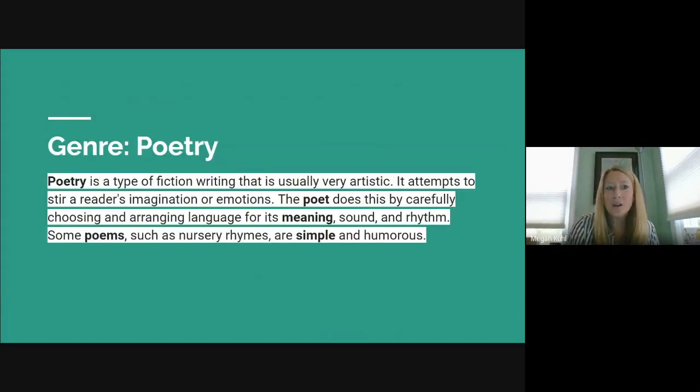So the genre that we are going to study is poetry. Poetry is a type of fiction writing that is usually very artistic. It attempts to stir a reader's imagination or emotions. The poet does this by carefully choosing and arranging language for its meaning, sound, and rhythm. Some poems, such as nursery rhymes, are simple and humorous.